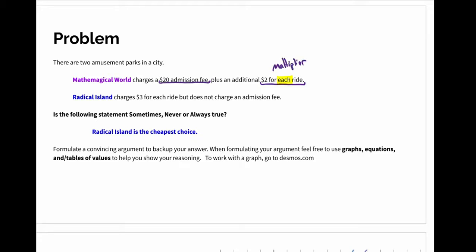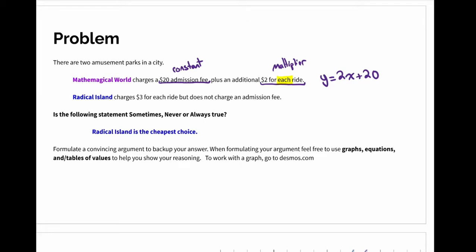An admission fee, if you're not familiar with the term, is basically something you pay to get in. It's a one-time fee. You don't have to pay multiple admission fees once you enter. Every time you go on the ride, they don't ask for another $20 admission fee. So this is our constant, because that $20 isn't going to change. So if I want to come up with my equation for this, y equals my multiplier, or m, so 2x, plus my constant, which is 20. So that's going to be the first equation for mathematical world.